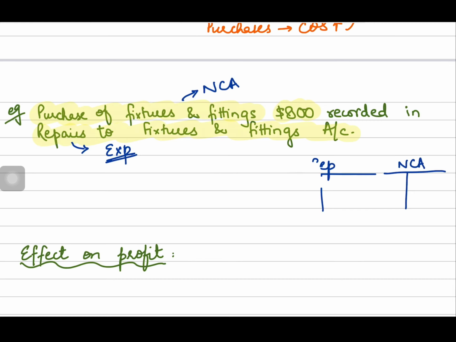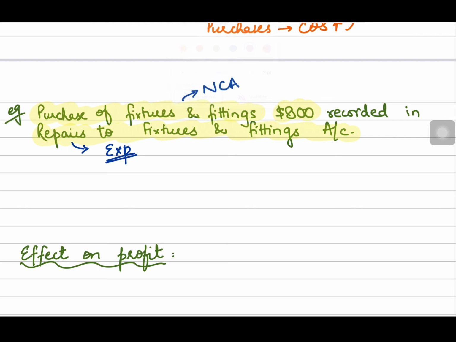However, what have I done? Instead of debiting my non-current assets, that is my fixtures and fittings account, I have debited my repairs account. Now again, since both of the accounts are debited, the side of the account is correct, the amount is also the same, but the error is made in a wrong class of account. The transaction is recorded in a completely different class of account.